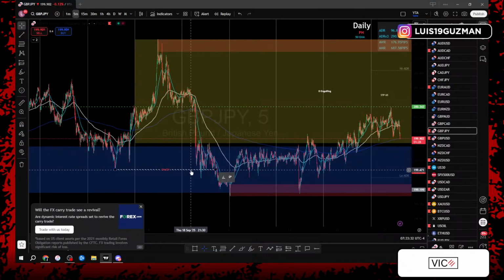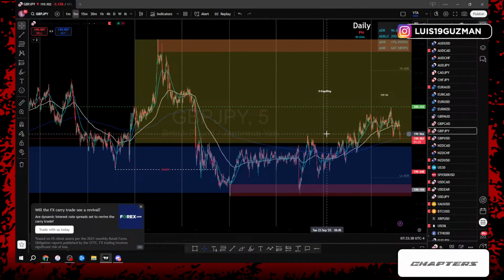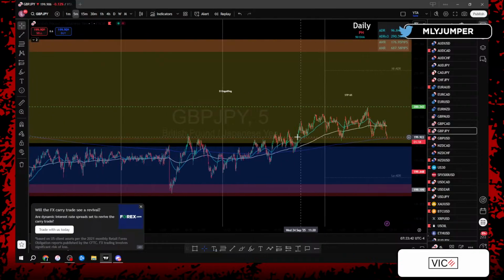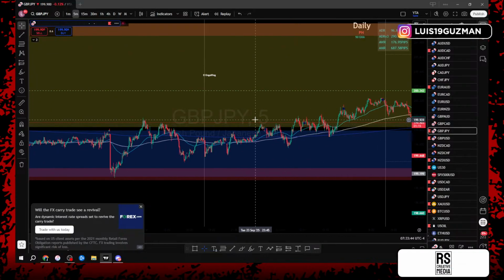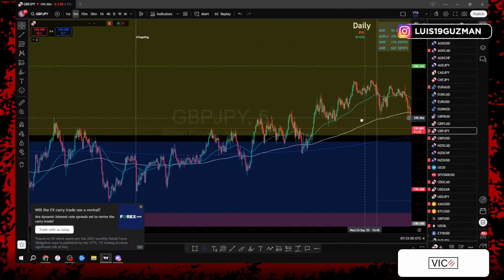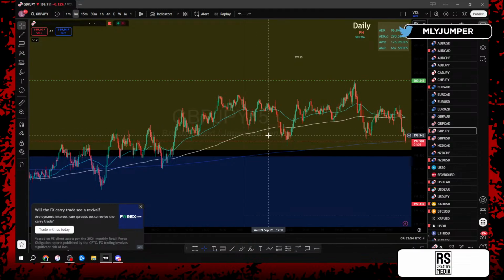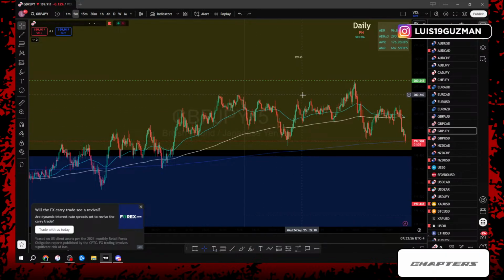On the 5-minute, we know we have lower low, lower high, lower low. Then price gave us a change of character, higher high, higher low. It gave us a break of structure. Right, let's see. Right, gave us the break. Higher high, higher low, higher high, change of character, lower low. Then it gave us another higher high, change of character.